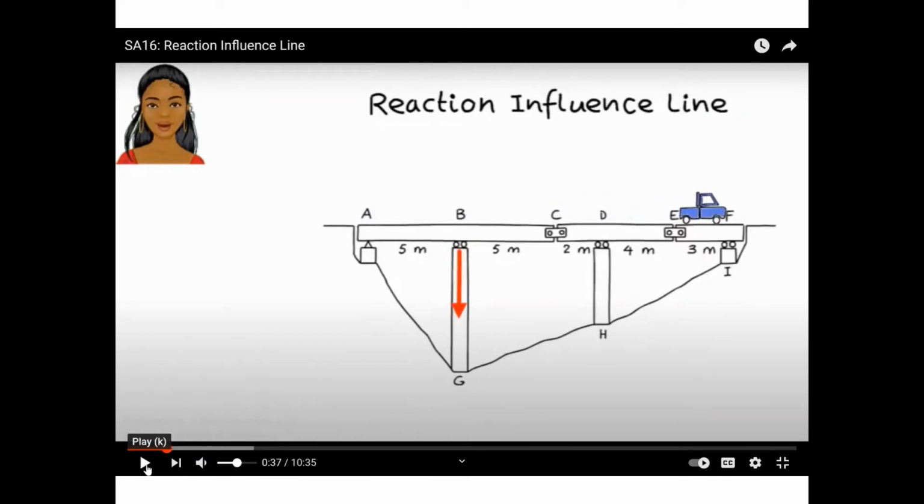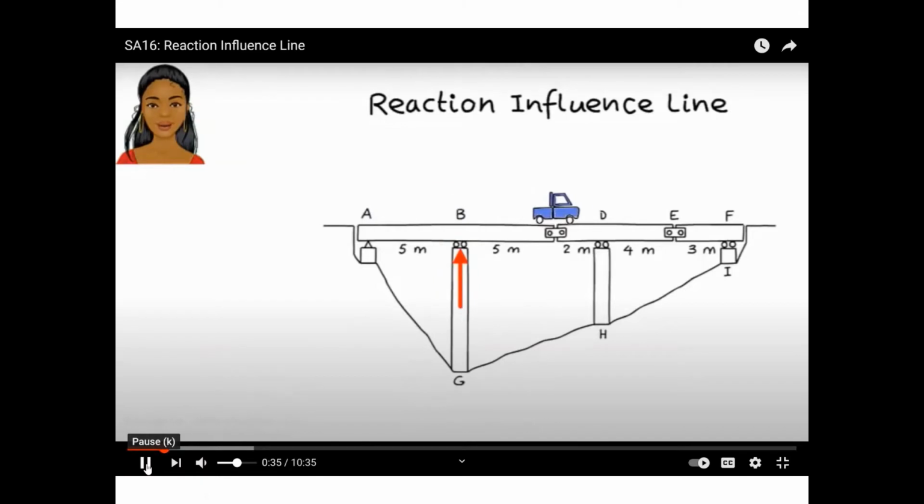That makes sense? One more time, this video is very interesting. The car is moving, so the reaction at B is variable, because here the support reaction is not constant. It changes as the load moves across the bridge.